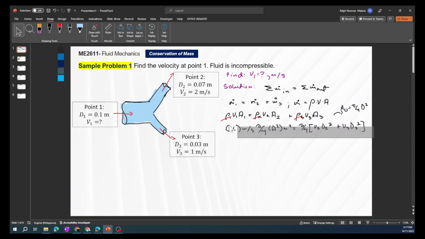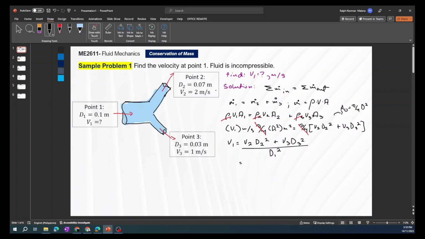Okay, and then again, this one we can cancel out pi over 4, so let's cancel this, and now we can rearrange the equation and just isolate v1 since that is our unknown. The equation would look something like this. So v1 is equal to v2 d2 squared plus v3 d3 squared, and then divided by d1 squared.